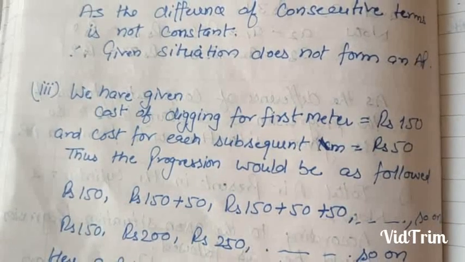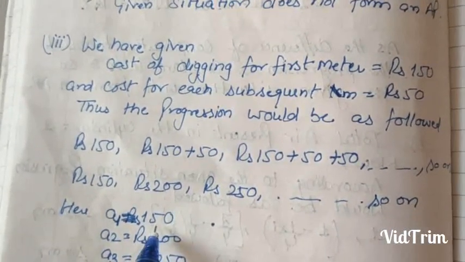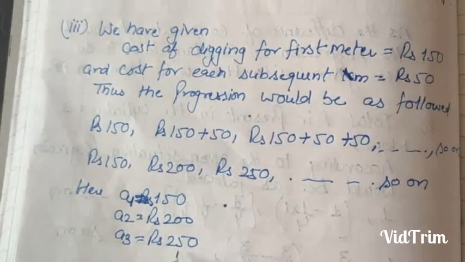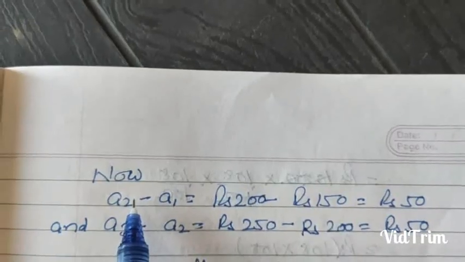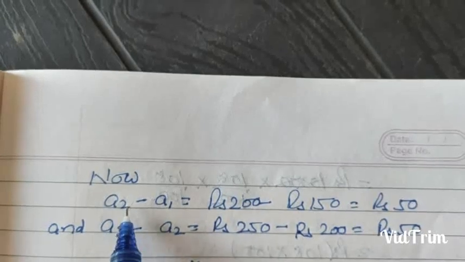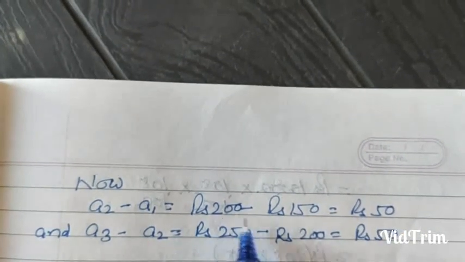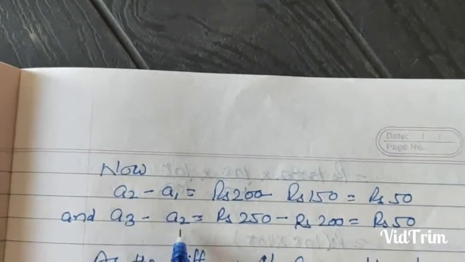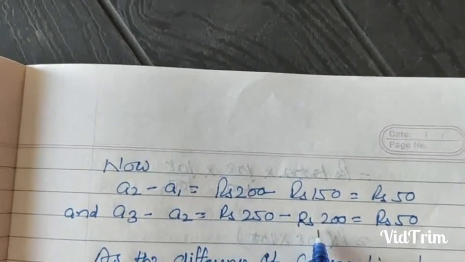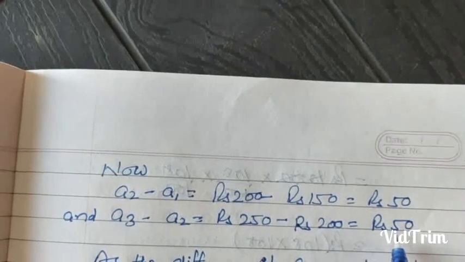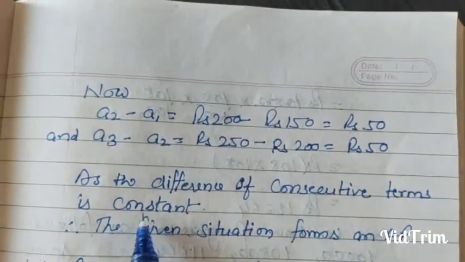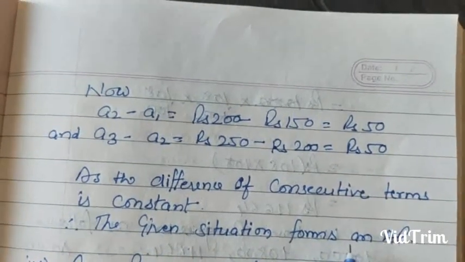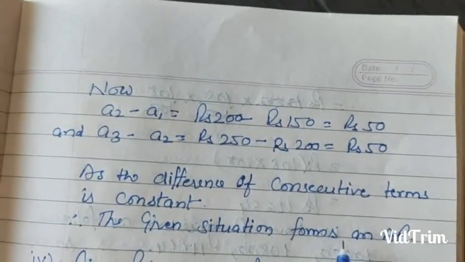Here the first term is A1, that is rupees 150. The second term is A2, that is rupees 200, and the third term is rupees 250. Now the difference of consecutive terms, that is A2 minus A1, is rupees 200 minus rupees 150, which becomes rupees 50, and A3 minus A2 becomes rupees 250 minus rupees 200, which is rupees 50. As the difference of consecutive terms is constant, therefore the given situation forms an AP. Pause the video and note it down.